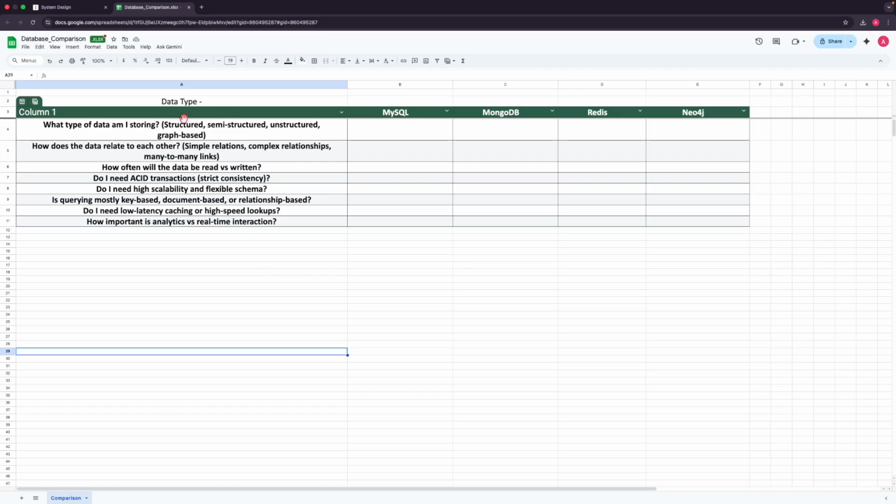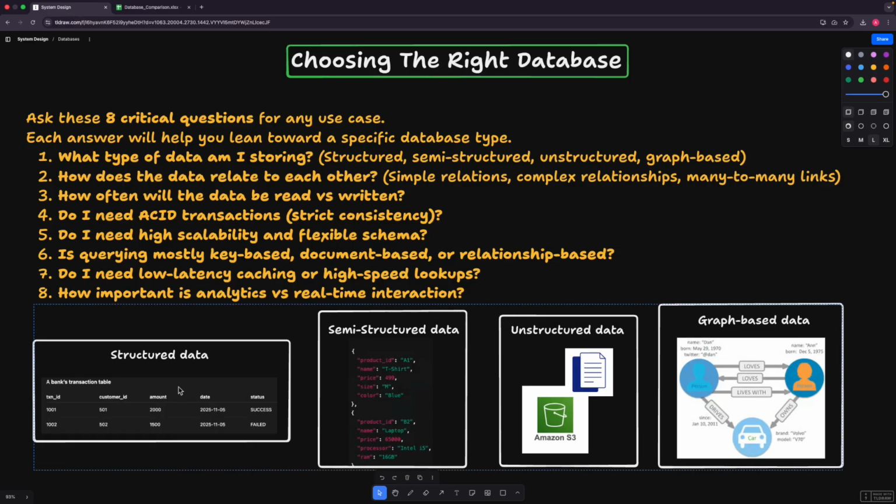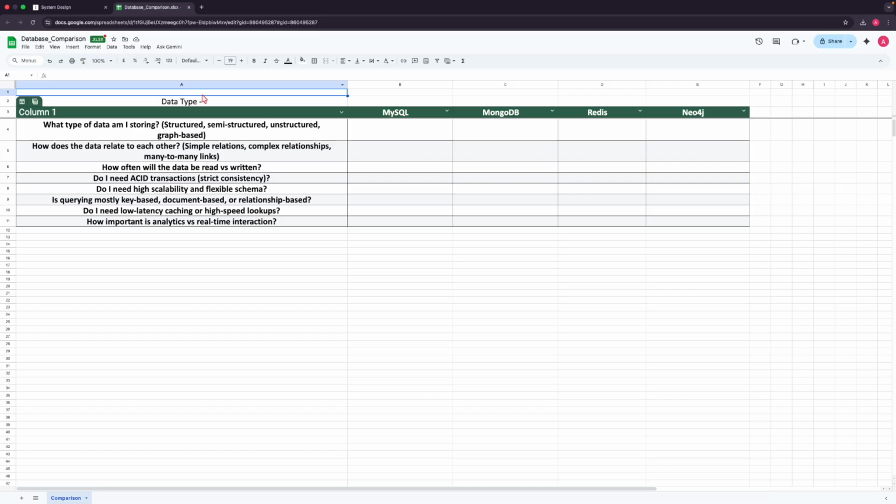Here, let's first define the data type or the data that we are going to store. Let's take the example of bank transactions. You can perform a similar set of activities for the other data types also. Okay, so let's say we are trying to store the bank transactions.